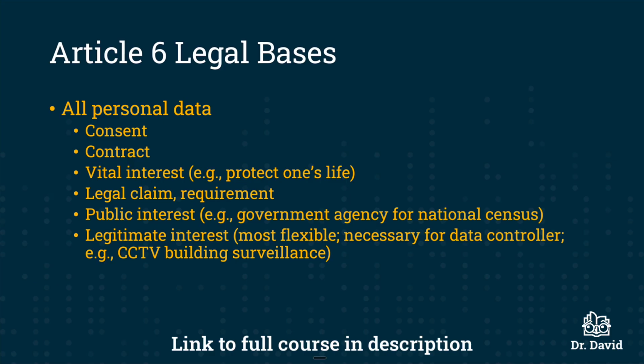Under Article 6, there are 6 legal bases that permit an organization to collect and process data. Number 1, consent, that is the data subject's consent. Number 2, a contract, so there's a contract between the controller and the data subject. Number 3, vital interest, that is, if the data subject is unconscious, they've been in some horrible accident, and they are unable to volunteer consent, then the data controller, perhaps in this case, an emergency room at a hospital, may process that data because there's the vital interest of the data subject at stake.